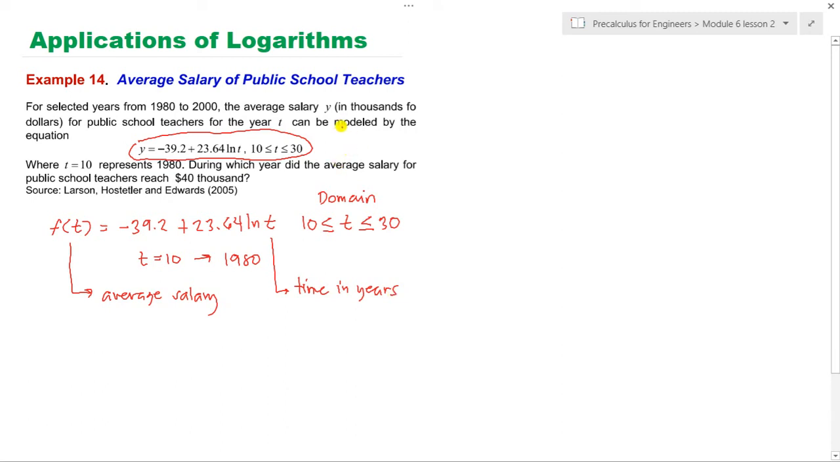So, solution, in order to solve for this, now, ingon man siya, ang average salary, so that is f of t is equals to 40,000 dollars. So, f of t is equals to 40 lang, kay ang y diri kay in thousands of dollars man. So, 40 lang ang suwat, ayun na tong 40,000. Okay. So, i-plug na nato sa equation and then solve for t.